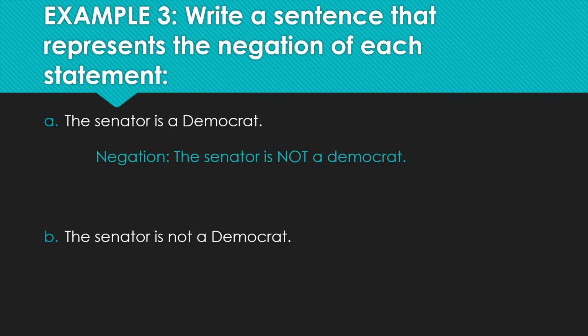And then part B, once again, pretty straightforward. Here we have the sentence, we're finding the negation. The senator is not a Democrat, so the negation of that would be the senator is a Democrat. Looks like I forgot to capitalize Democrat, but maybe you'll forgive me for that. All right, let's look at some more complex examples.